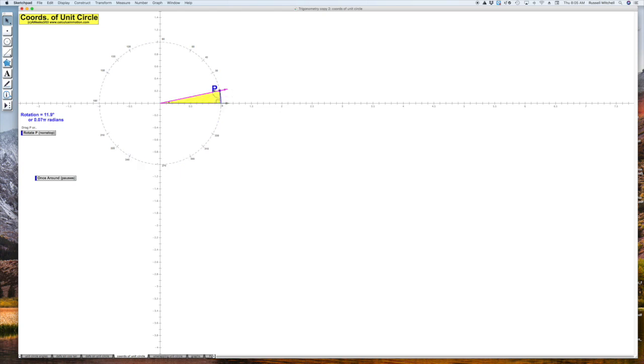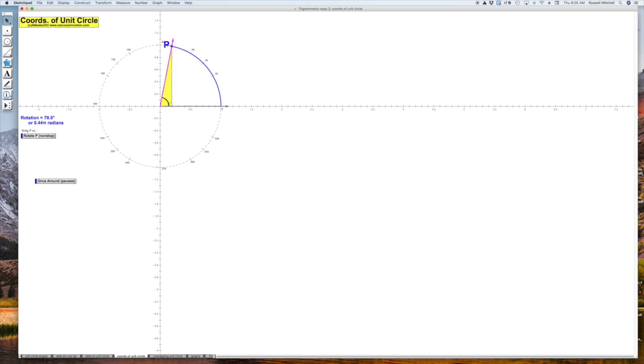We could keep going, and this would be 7 pi over 3, and then 8 pi over 3, and then 9 pi over 3, but 9 pi over 3 reduces to 3 pi. And 3 pi should be landing right here on the negative x-axis.